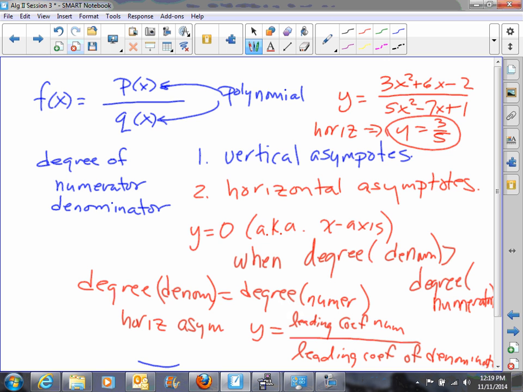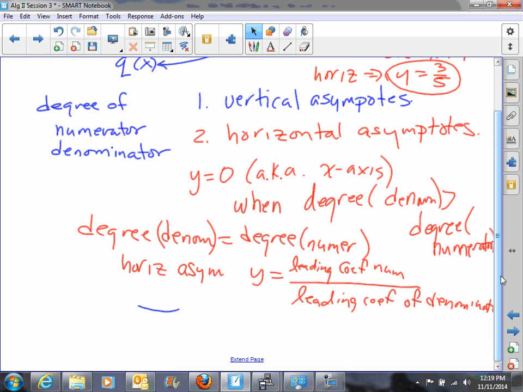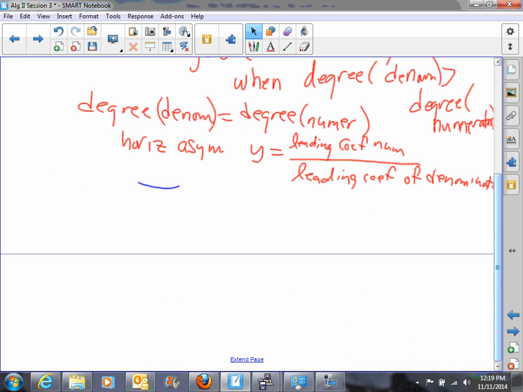So that means as you go farther and farther out to the right and farther out to the left, the graph will be curving toward, it will be approaching the horizontal line y is equal to 3/5 in that particular case.